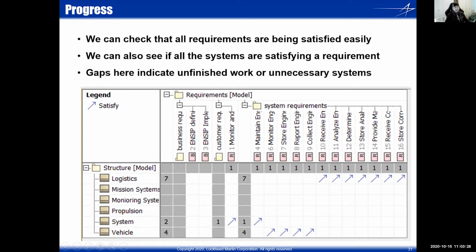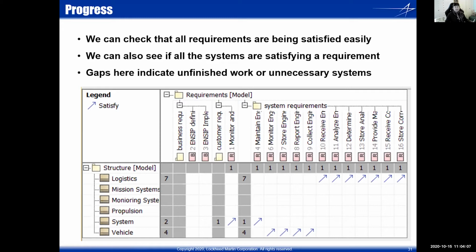If this mission systems, whatever that is, doesn't have any requirements to satisfy, I have to ask myself a couple of things. One is, do I need a mission systems? Or did I not write any requirements for the mission systems? Maybe I still have some work to go do. So either I need to delete this, or I need to add some additional requirements that go to the mission systems. And I'm thinking, I do need a mission systems. I need to add requirements to it. And so that's representing work that I haven't done yet.